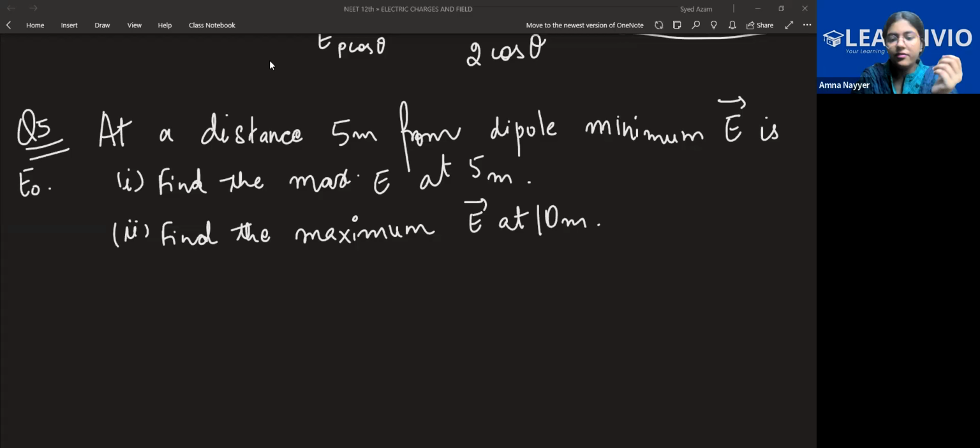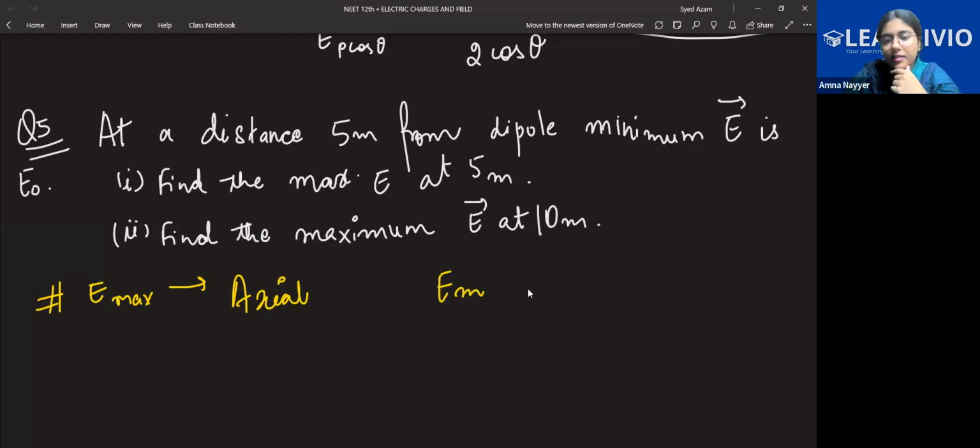See, when the electric field is maximum, remember one thing here, there's a small concept. Whenever the electric field is maximum, it is referring to the axial line. And if the electric field is minimum, this is due to the electric field of the equatorial line. So now when it is saying electric field minimum is this, minimum is given this.